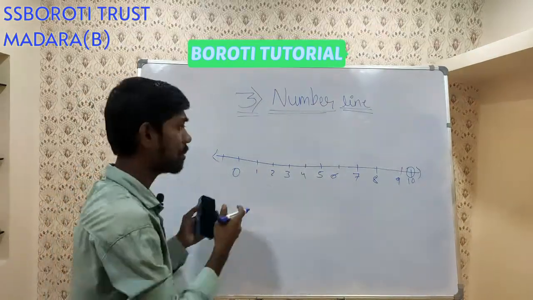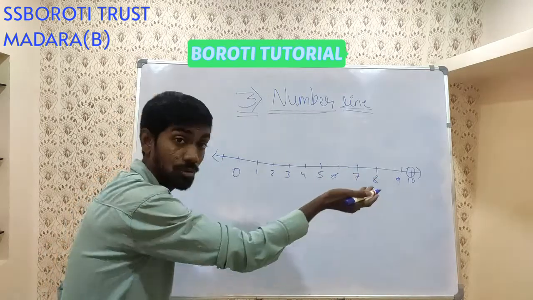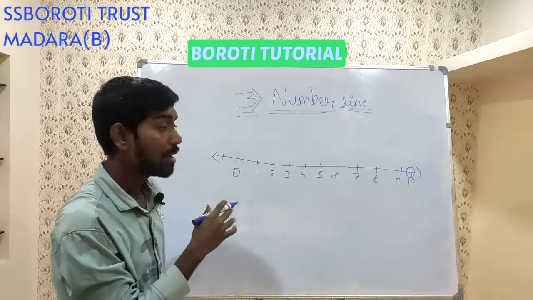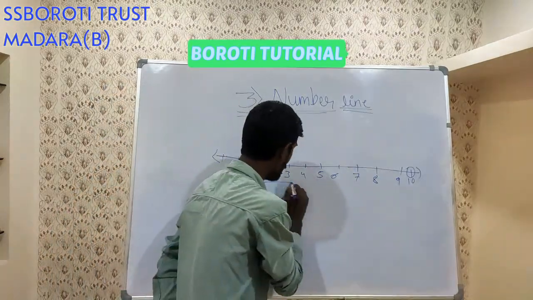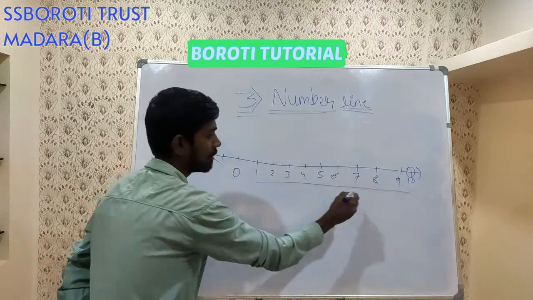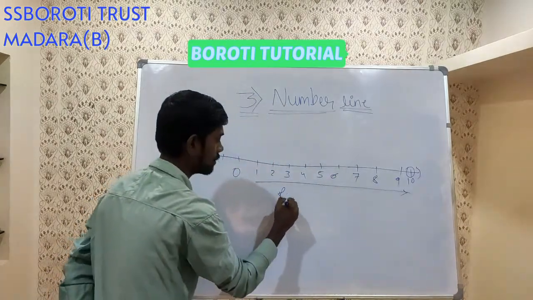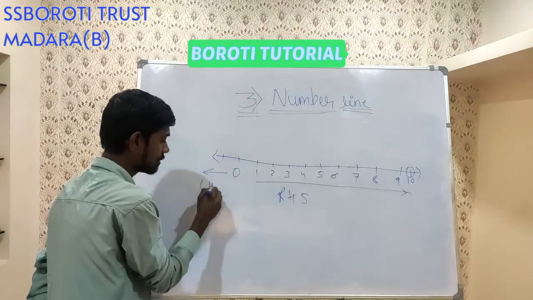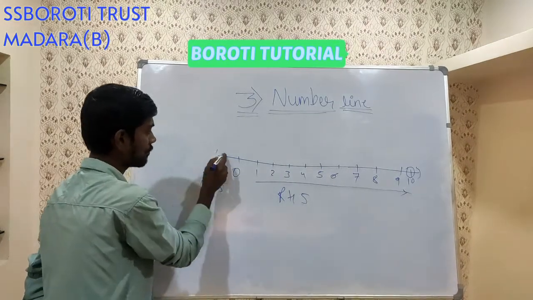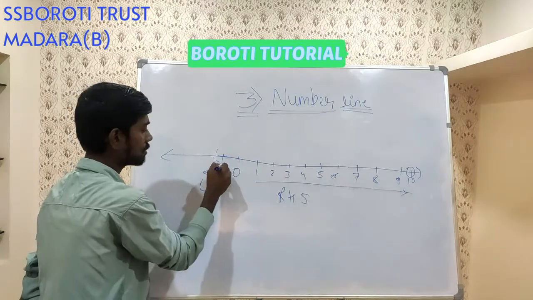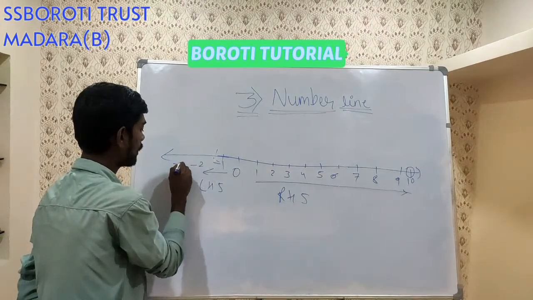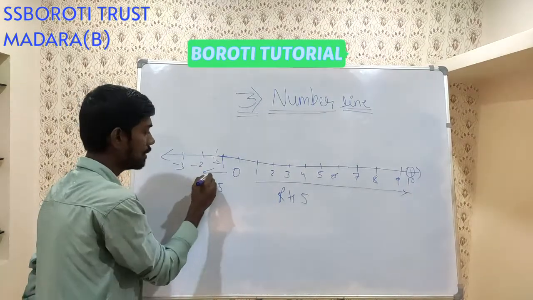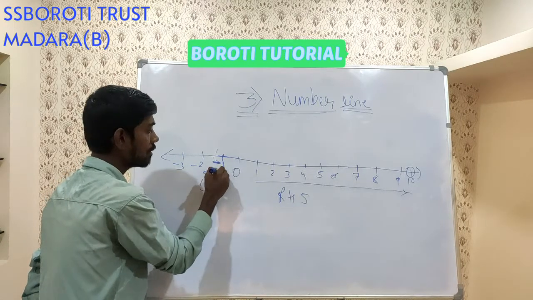The number line will not end anywhere. It goes in the positive direction and in the negative direction. All the positive values are on the right hand side, RHS, of 0, and the negative values will be on the LHS, left hand side, of 0. We will take some examples here also, even -1, -2, -3. We can take these also, as these are all what?